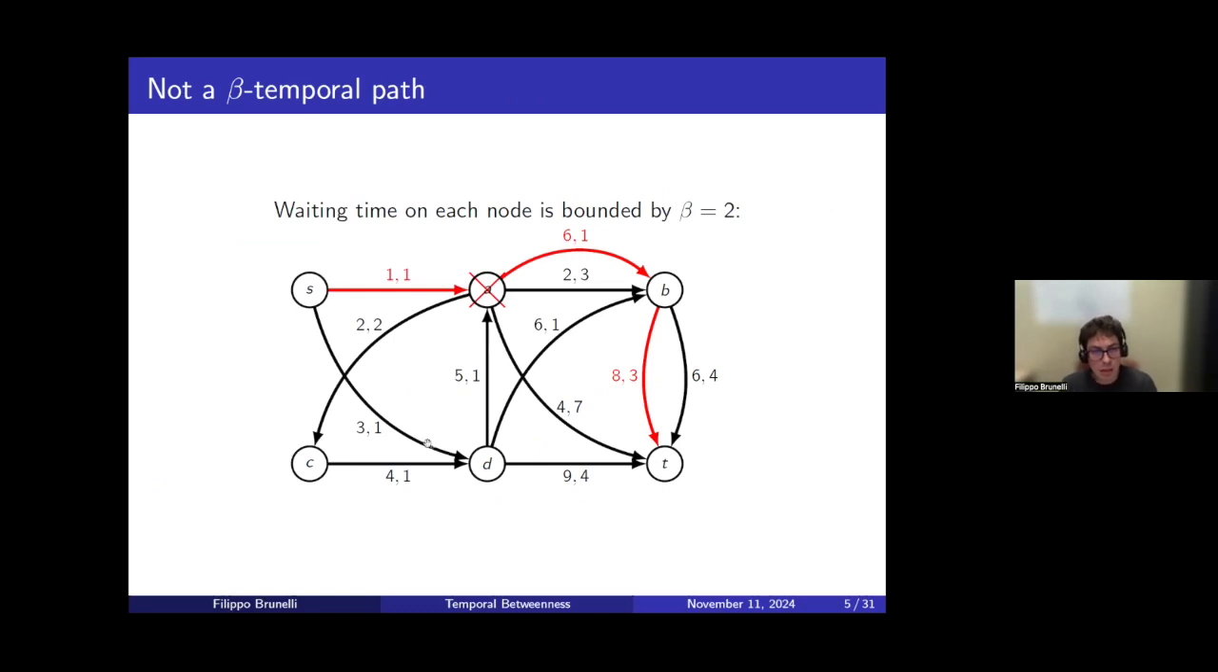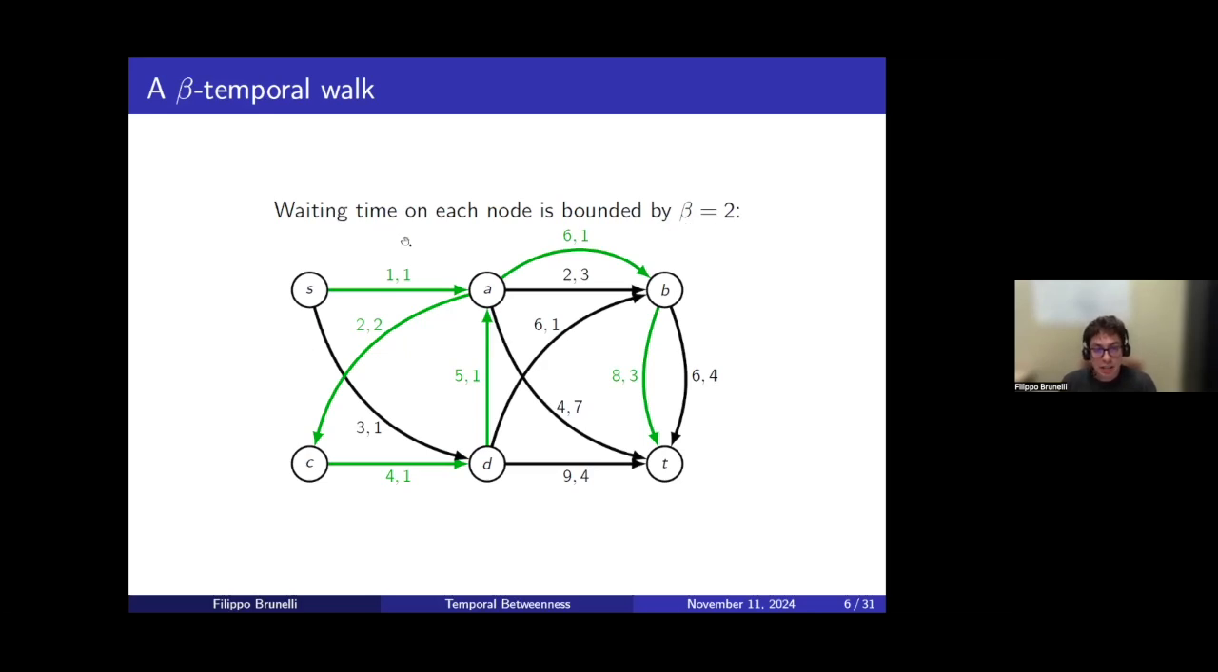So let's give some examples here. First, here we have an example of what is not a beta temporal path, because here we are leaving node S at time 1 and reaching node A at time 2. And then the second temporal edge departs from A at time 6, which means that we are waiting 4 units of time in node A. And in this specific example here, the maximum waiting time is 2. So we are not satisfying the maximum waiting time constraints.